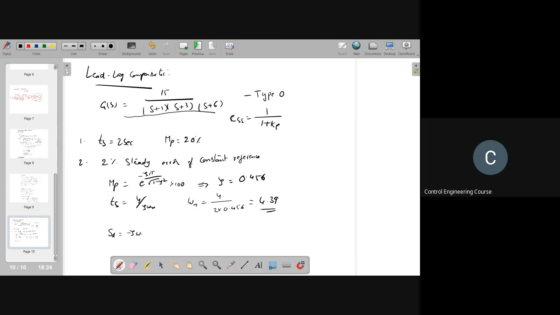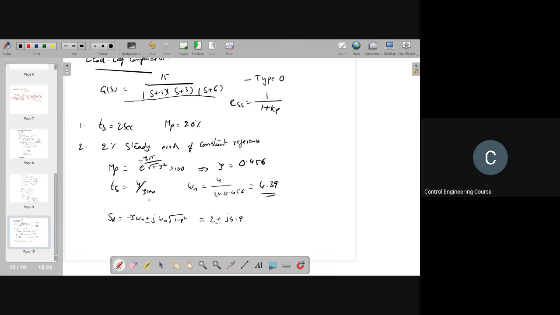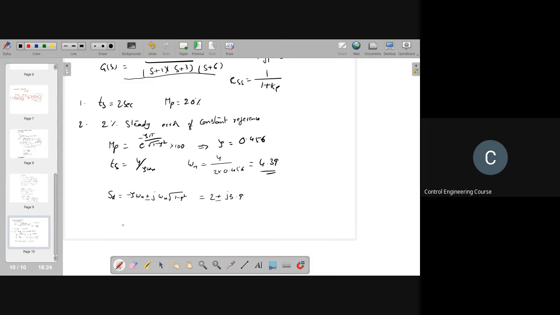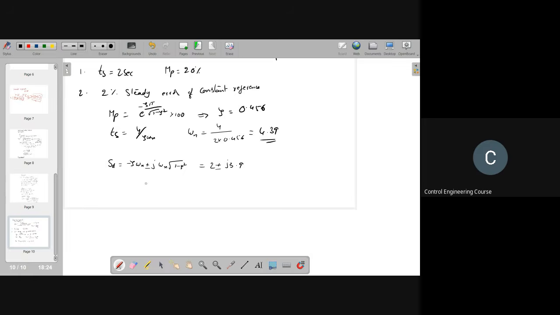Now SD is equal to minus zeta omega n plus or minus j omega n into square root of 1 minus zeta square. This is equal to minus 2 plus or minus j 3.9. We can calculate this one. So this is your desired specification, and the pole satisfying the desired specification is this one. Now we start with a lead compensator to satisfy these desired specifications.